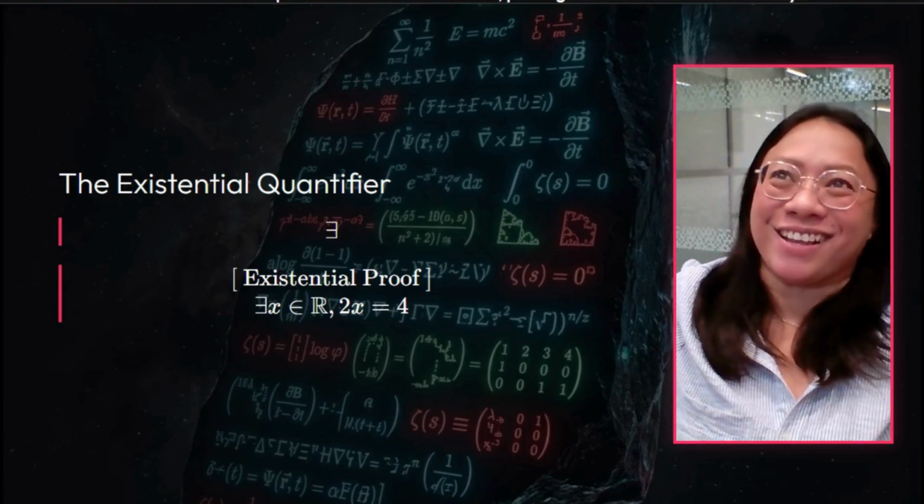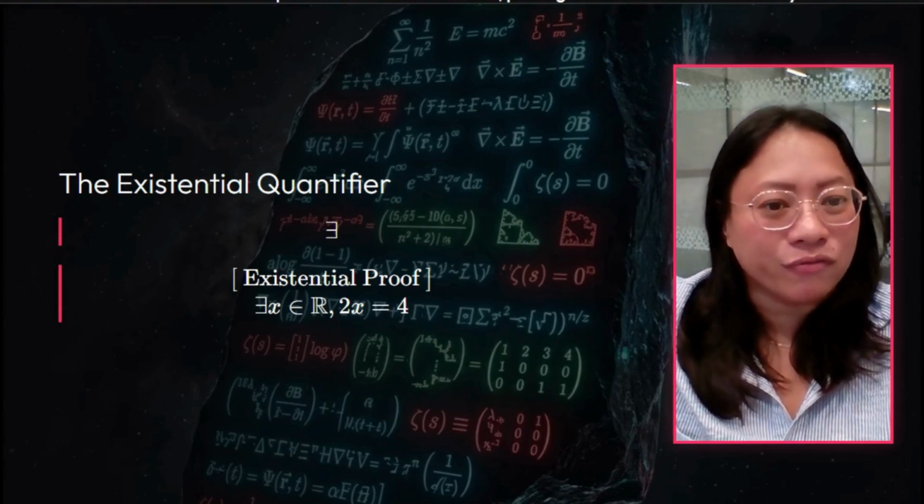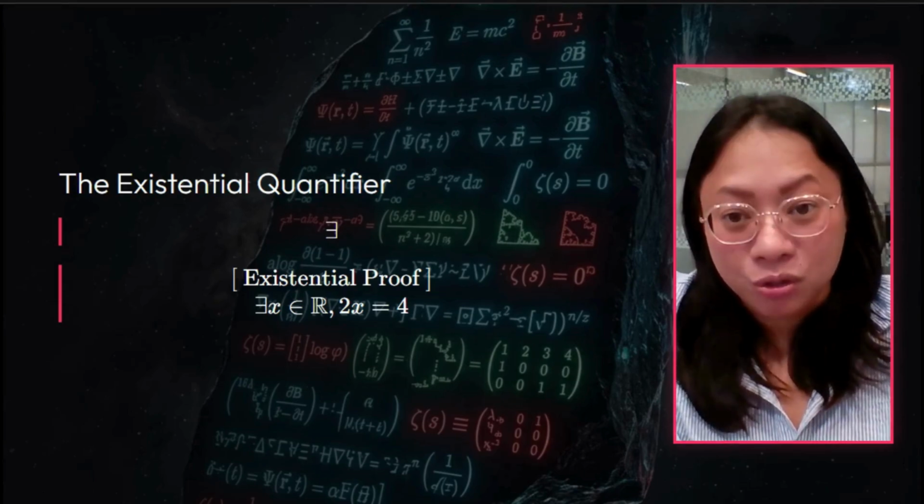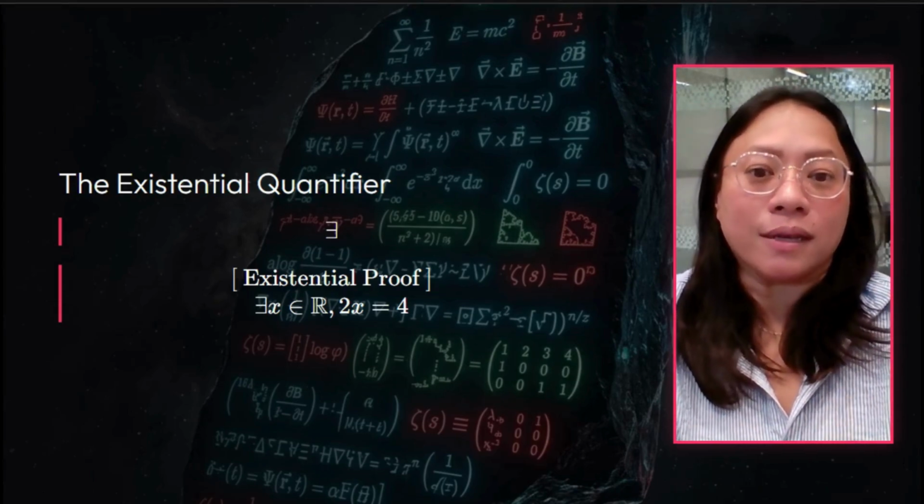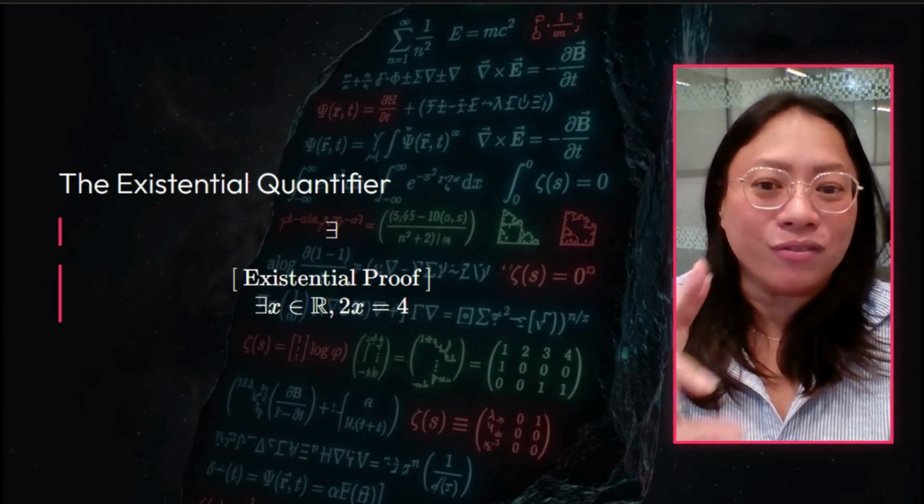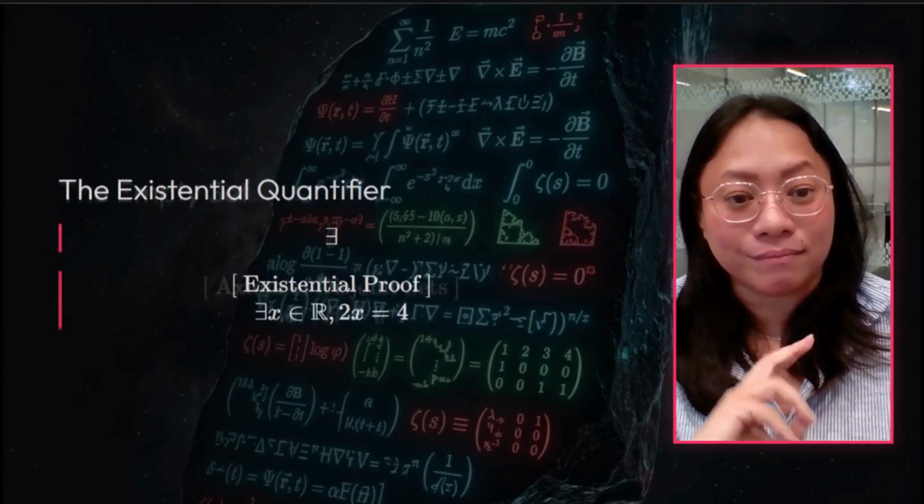And this is existential proof. It represents the thrill of the hunt, proving that a solution fundamentally exists within the universe. And in modern cybersecurity, cryptographers use existential proofs to guarantee that the decryption key exists, even if it would take a supercomputer a billion years to actually find it.